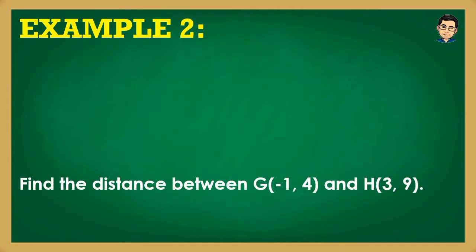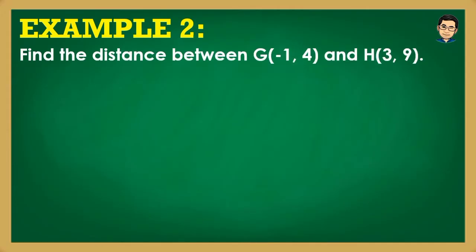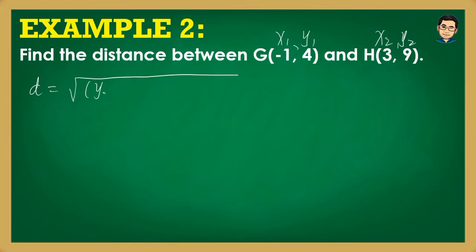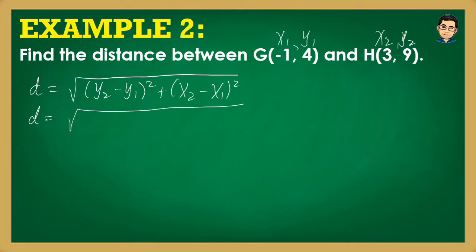Our next problem, find the distance between G, whose coordinates are -1, 4, and H, whose coordinates are 3 and 9. So, label natin ulit, x sub 1, y sub 1, x sub 2, y sub 2. So, the formula, sulat lang natin ulit. And then we'll substitute. So, y sub 2 is 9 minus y sub 1, 4. And then x sub 2 is 3 minus x sub 1, -1.